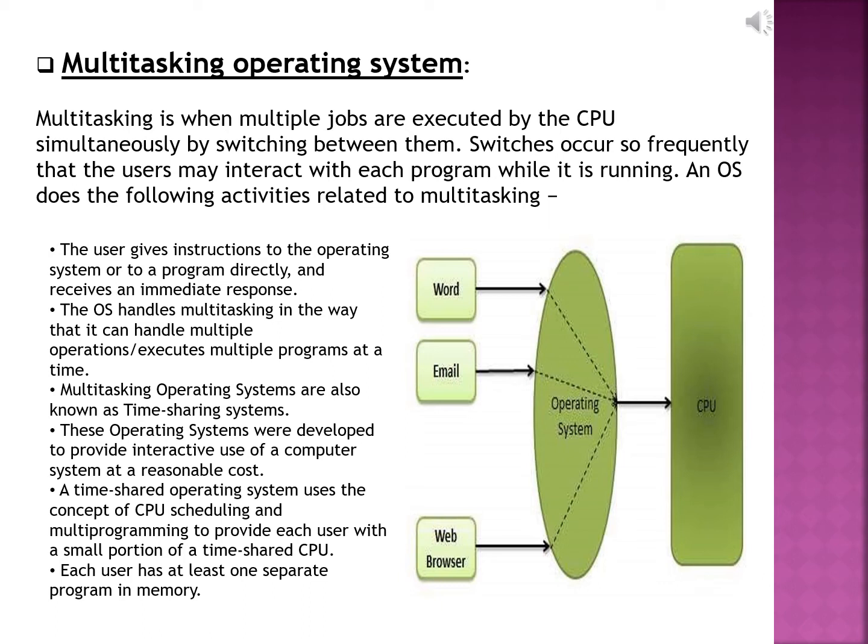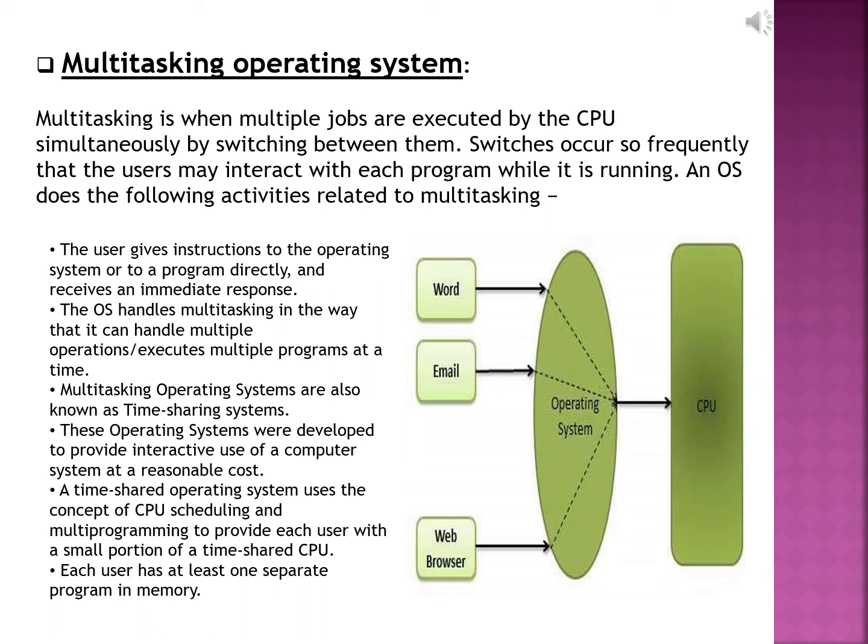Multitasking operating systems are also known as time sharing systems. These operating systems were developed to provide interactive use of a computer system at a reasonable cost. A time-shared operating system uses the concept of CPU scheduling and multiprogramming to provide each user with a small portion of a time-shared CPU. Each user has at least one separate program in memory. A program that is loaded into memory and is executing is commonly referred to as a process.